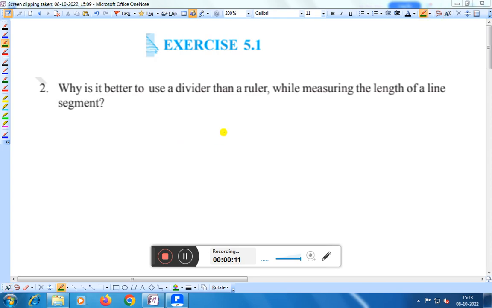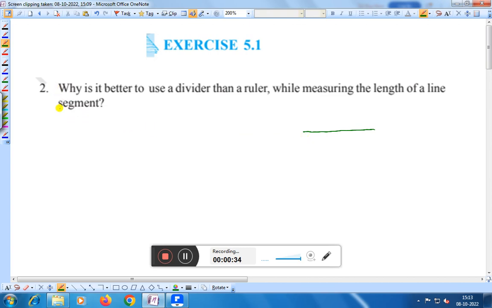Right. Actually, the answer is if we measure a line segment with the help of a ruler, there may be errors in measuring this line. Why? Because due to the thickness of the ruler, the measurement may not be accurate.